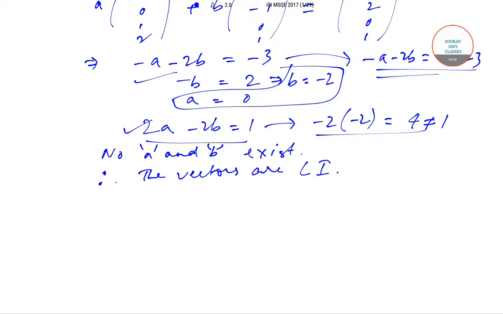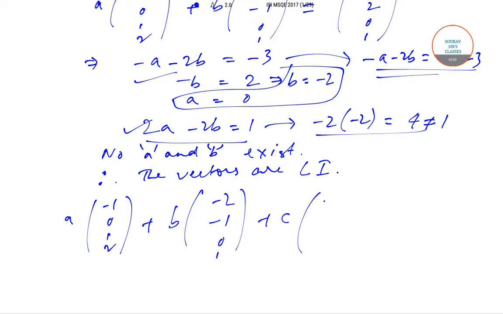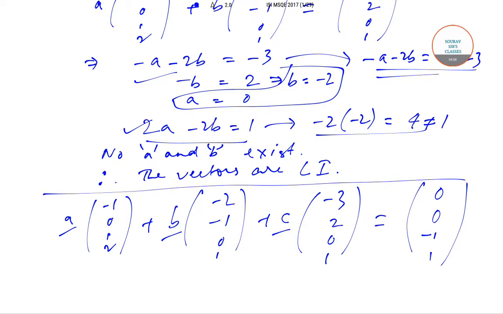So in this case, we can now write, for finding out the vector space, we'll take the combination of the first three vectors: A into (-1, 0, 1, 2), B into (-2, -1, 0, 1), and the third vector is C into (-3, 2, 0, 1), and that will be equal to the fourth vector, which is (0, 0, -1, 1). Remember, the ABC that we are taking over here is not the same as the previous ABC. Now it is a completely different scenario.